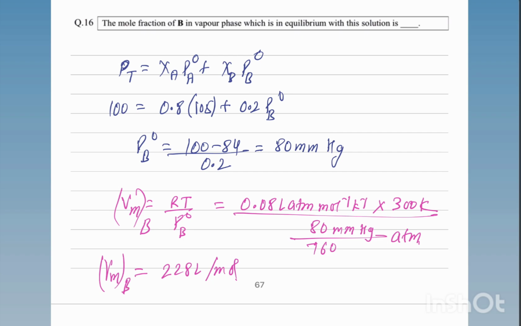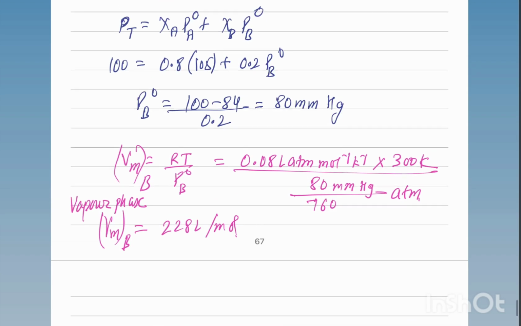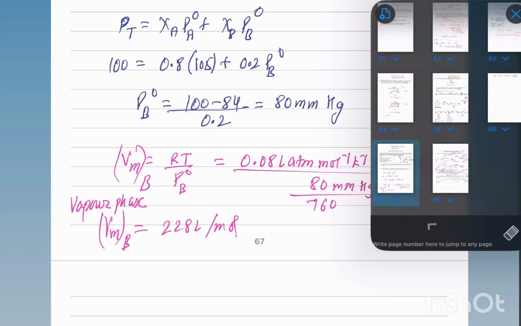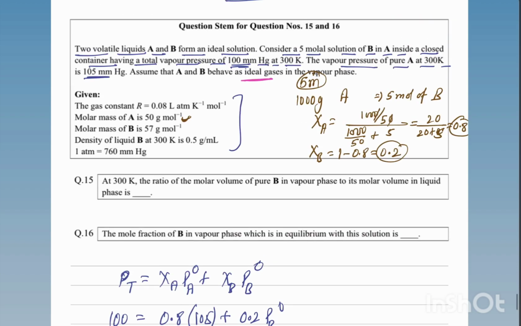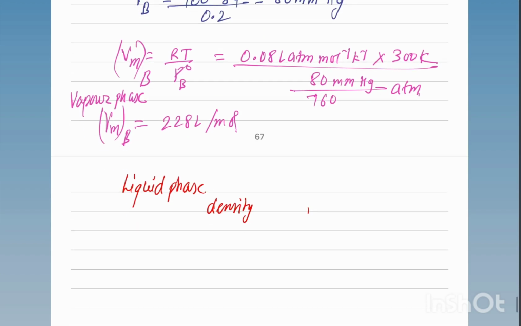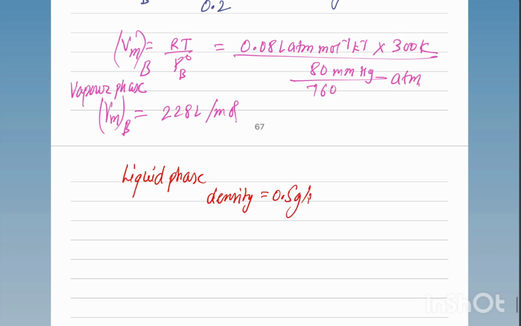So this is in the vapor phase. We know the molar volume of B in the vapor phase. Now we have to calculate it in the liquid phase. In the liquid phase, how can we calculate? We know the density, so we use the density. Here in this question, the density is given as 0.5 gram per ml.